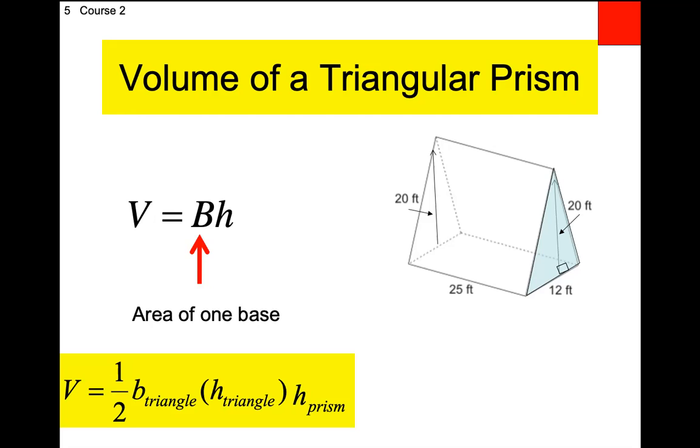Wait, so 25 would be a height? A height of the prism. Because remember, the definition of height of a prism is the distance between the 2 parallel sides. If I turn it like this, the height doesn't go up and down, it goes left and right. If I turn it like this, the height does go up and down.